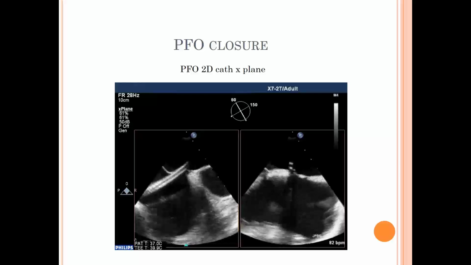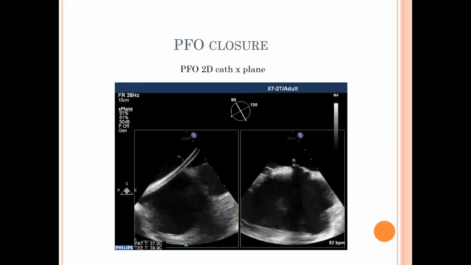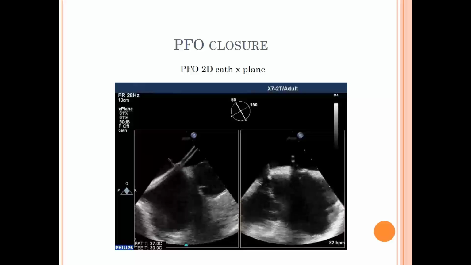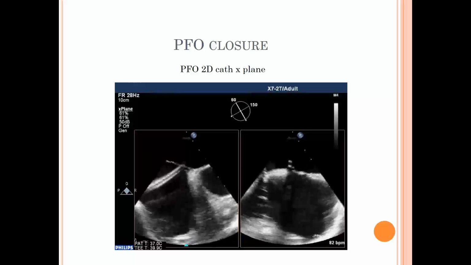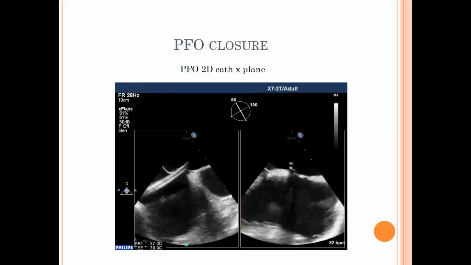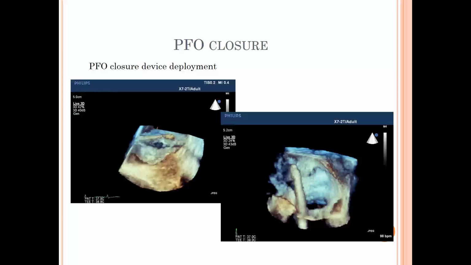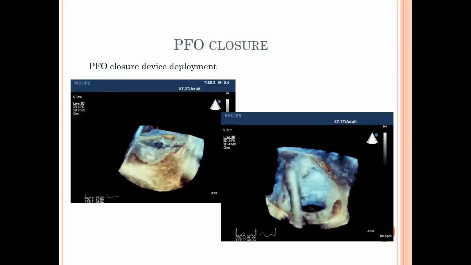As you can see here, during the PFO closure of a patient with a cryptogenic stroke, we had the X plane and we were able to see the sheath going through the PFO. And we displayed the 3D to see the device while being pulled across the defect. Again, you see it from both sides, from the right side and from the left side.